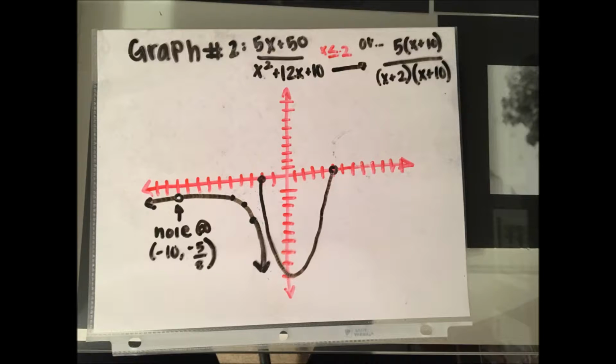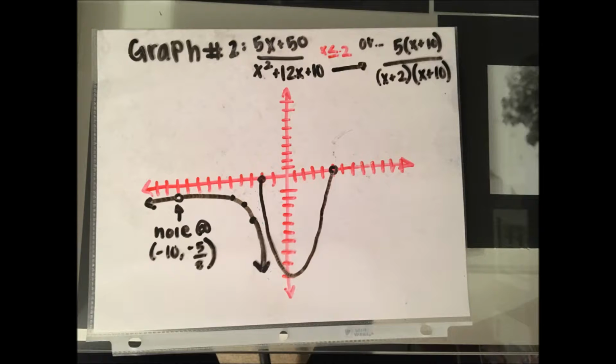The second graph that I graphed was (5x plus 50) over (x squared plus 12x plus 10). And so again, the first thing that I did is I factored that out. So I got 5 times (x plus 10) on the top, and then (x plus 2)(x plus 10) on the bottom. And since there is an x plus 10 on both the top and the bottom, a hole is created in that graph, and I plugged -10 into 5 over (x plus 2) to get the y value of the hole. So the hole's at (-10, 5/8).